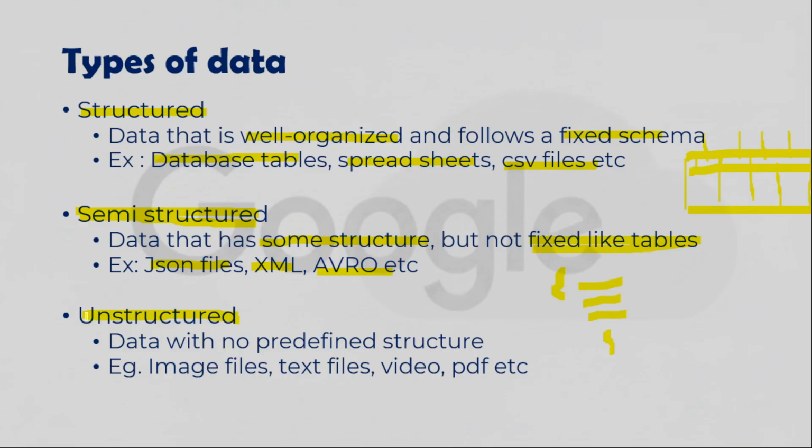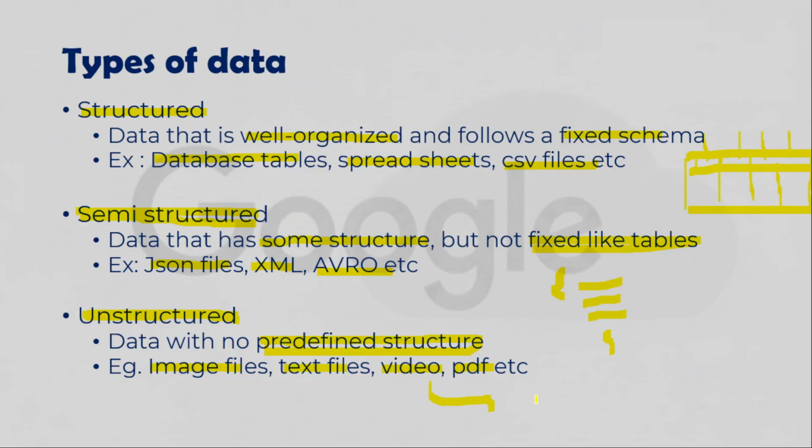The next is unstructured data. Here the data has no structure and no schema, so there is no predefined structure or schema for this kind of data. Simple examples are image files, text files, video files, and PDFs. If you look at a video file or an image, you cannot see a definite schema or structure. You cannot define columns or rows for such data, and because of that it is called completely unstructured.